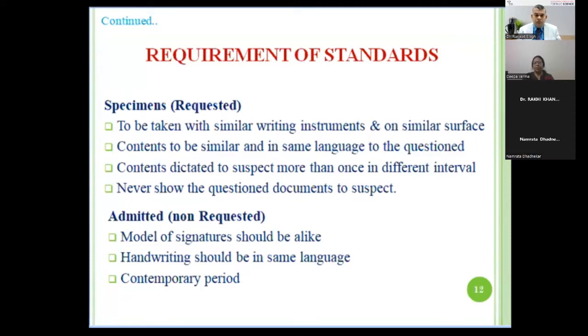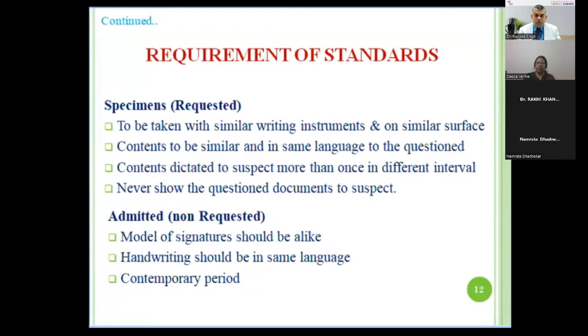Which type of specimen or requested writing is required, and how is it to be taken? It should be taken on a similar writing surface with a similar writing instrument. Content should be similar and in the same language as in the question document, because it provides a large opportunity to see the letters, combinations, habits, and arrangement of writings. Content should be dictated to the suspect more than once at different intervals, so that if he or she tries to disguise his or her own handwriting, that element of disguise can be eliminated if writing is taken at different intervals for the purpose of comparison of specimens with the question writings.